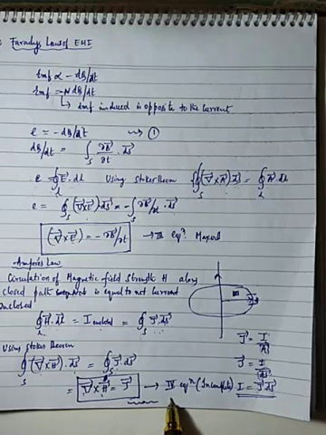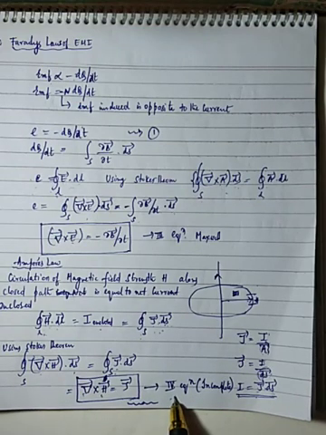This is the fourth equation, and this is what Maxwell finds to be incomplete, and that is the greatest achievement by Maxwell, and that is what we shall do in the next video.